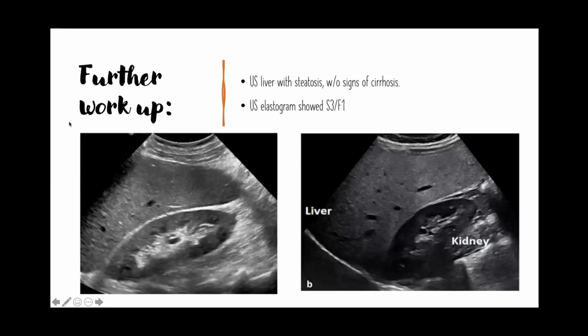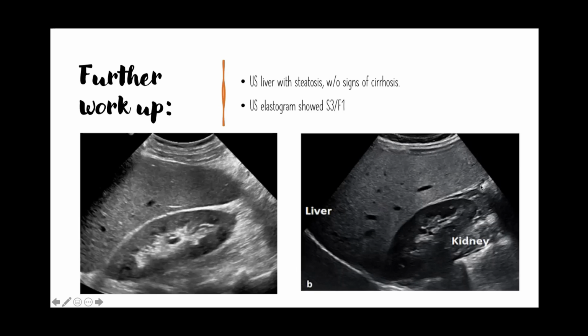We did the ultrasound, so this is normal. Usually the kidney and liver would have the same echogenicity, but look at this. The liver is more whitish compared to the echogenicity of the kidney. So this is one of the signs of steatosis. And also you can see the liver at the side of the kidney, but here, look how huge it is.